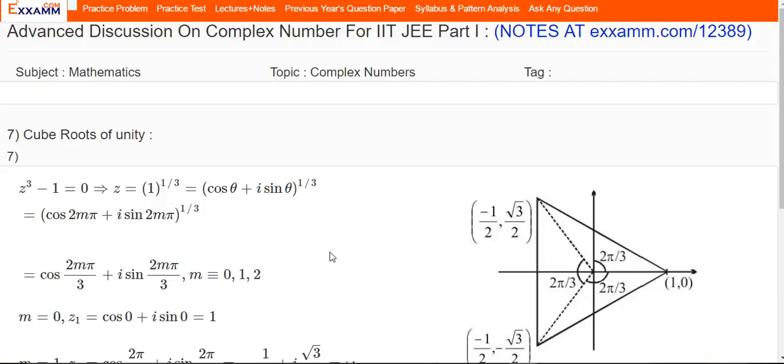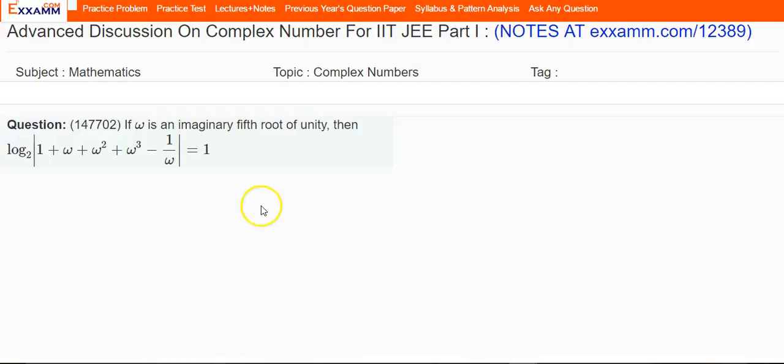Another very important result is that the value of 1 plus omega plus omega square is equal to 0. That is, the sum of all the cube roots of unity is equal to 0. Why is it so? Because z cube is equal to 1 and z cube minus 1 is equal to 0. So the sum of the roots of this equation is bound to be 0, because the coefficient of z square is equal to 0. So 1 plus omega plus omega square, the sum of the cube roots of unity, is equal to 0. Now some warm-up problems on cube roots of unity.